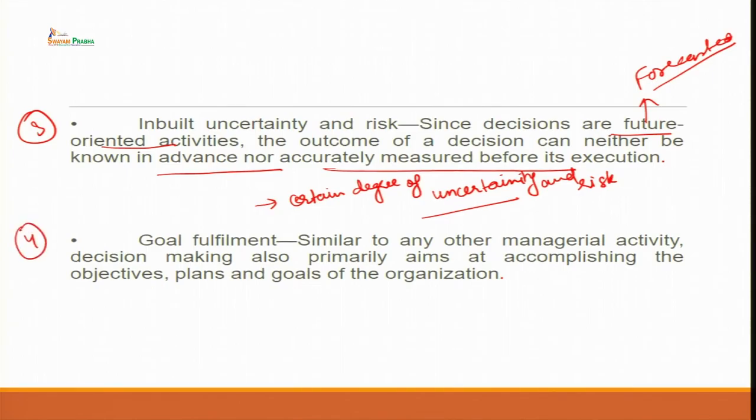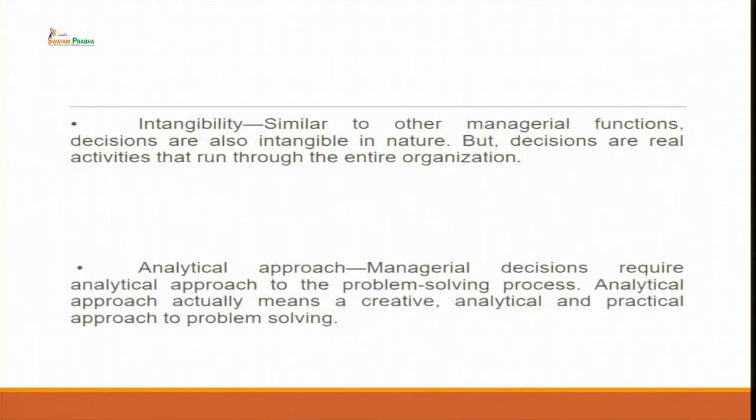The next characteristic is that decision making leads to goal fulfillment. Similar to any other managerial activity, decision making primarily aims at accomplishing the objectives, plans and goals of the organization. These organizational goals and objectives generally become guiding parameters for managerial decision. Next is the intangibility of decision making.